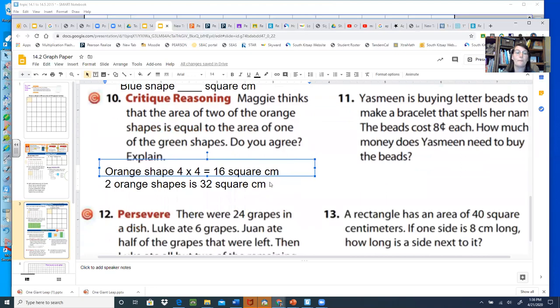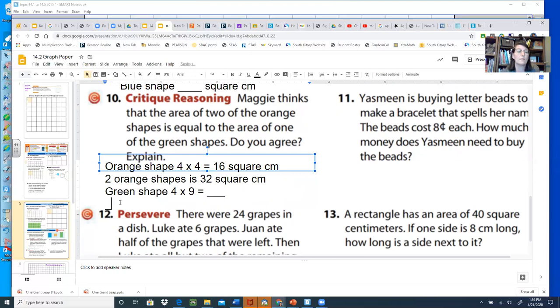Now we had a 4 by 1, 2, 3, 4, 5, 6, 7, 8, 9. Oopsie, let's go back to that. So green shape. 4 times 9 equals. Maggie thinks that the area of 2 of the orange shapes is equal to the area of 1 of the green shapes. Do you agree? Explain. Oh, I'm going to move that up a little. You're either going to say, I agree or I disagree because, and I need you to fill in the because. Oopsie. There we go. I'm going to leave this part for you and you can fill that in. I'm not going to delete that.